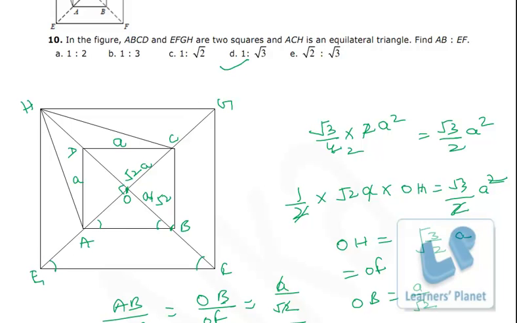So that was an interesting problem. I hope you are clear. If not clear the first time, just watch the explanation once again. It is a bit time consuming, maybe a minute or 1.5 minutes, but not at all difficult.